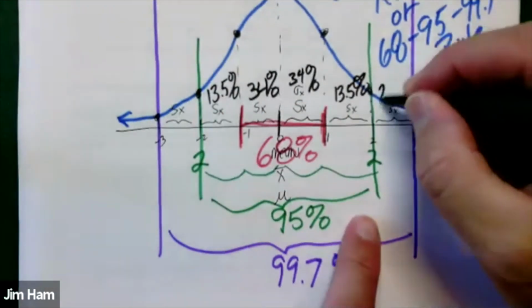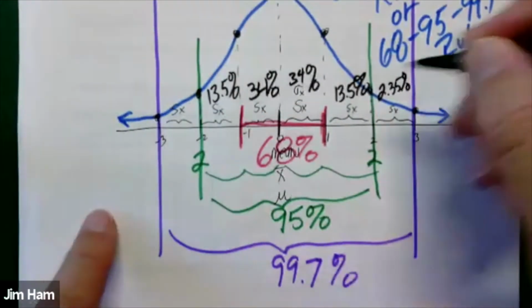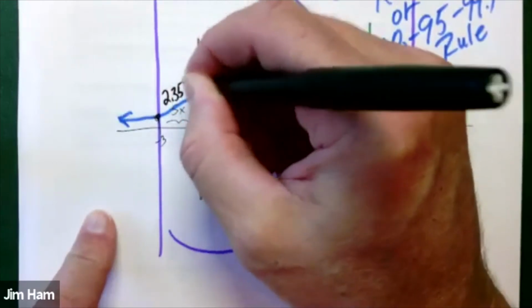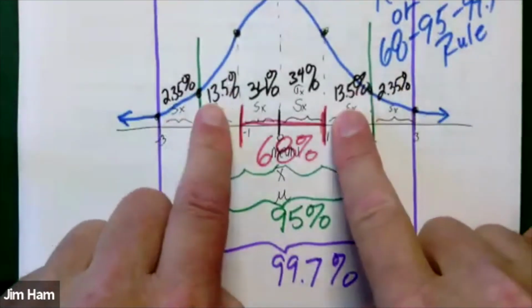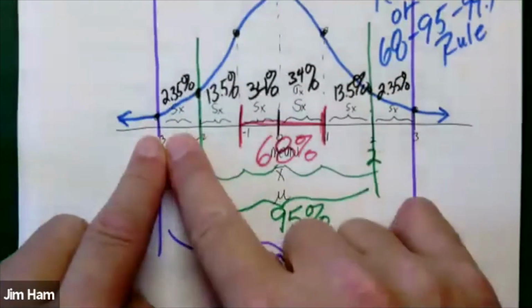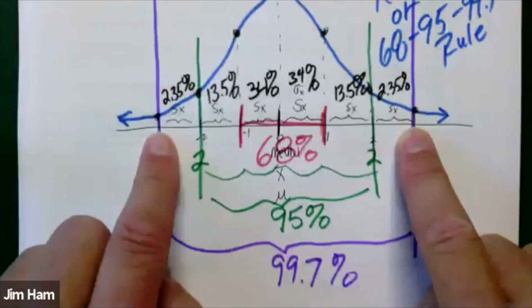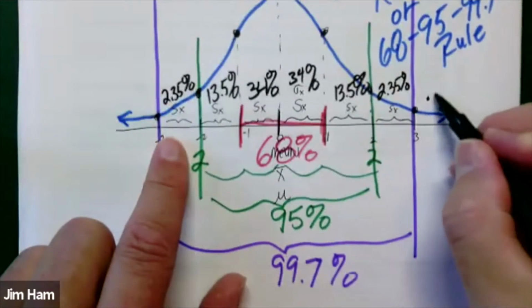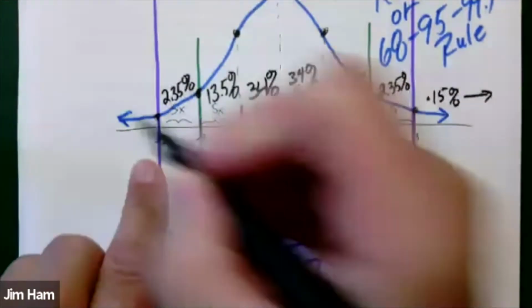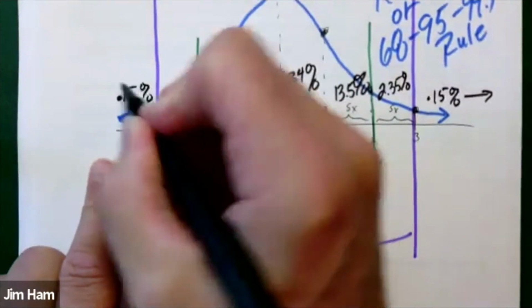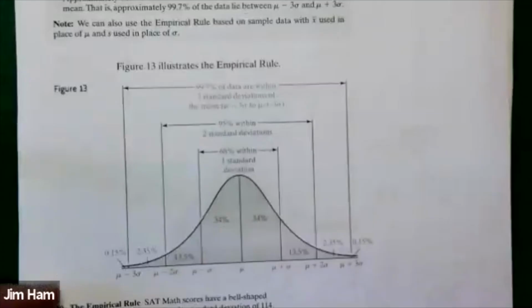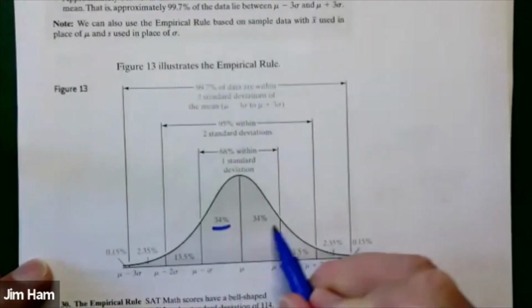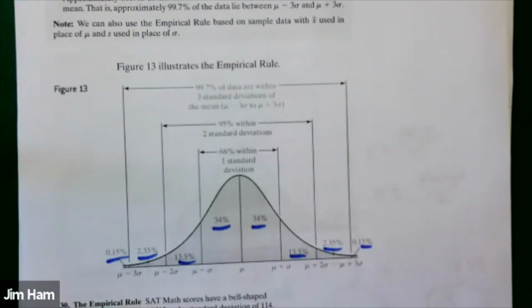And then if you go out further, this has to be 2.35% and 2.35%, so that these 2 are the same, these 2 are the same, these 2 are the same, and when you add those 6, you get 99.7. And that leaves only 0.15% out here and 0.15% out here. And you'll need to know those little slice amounts because they're going to ask you questions based on them. So you can see the same percentages here in those slices.